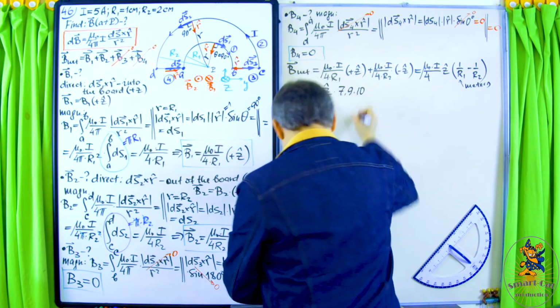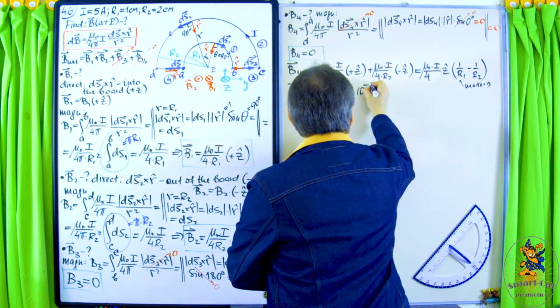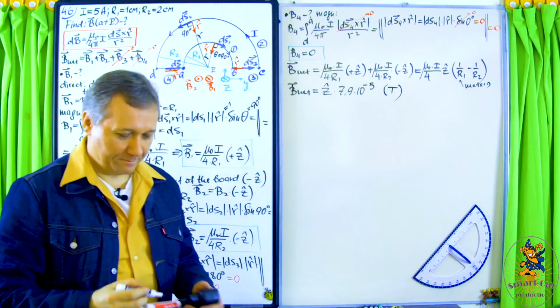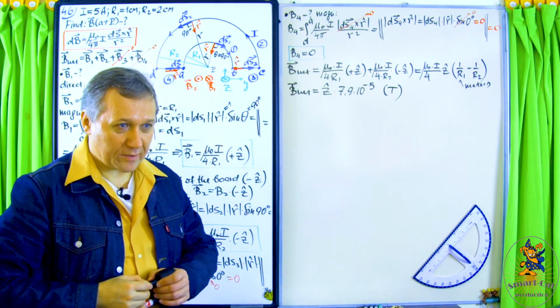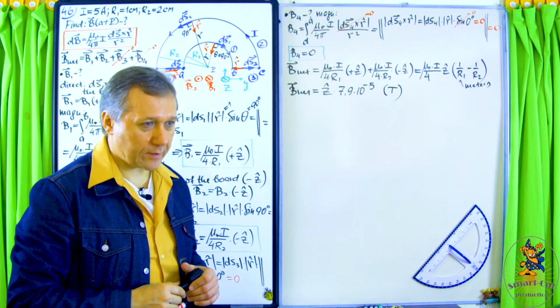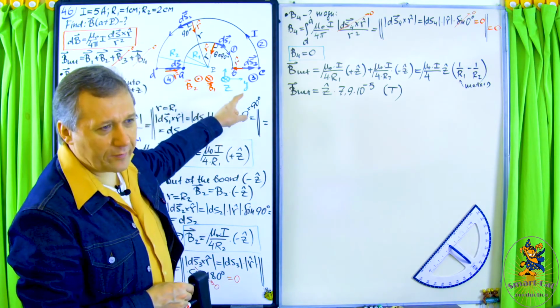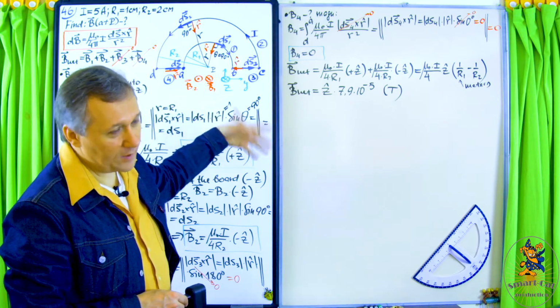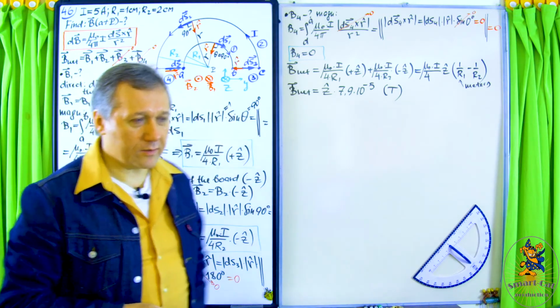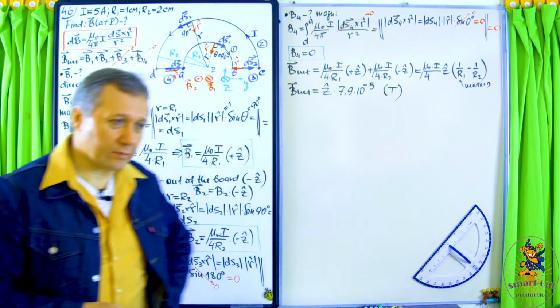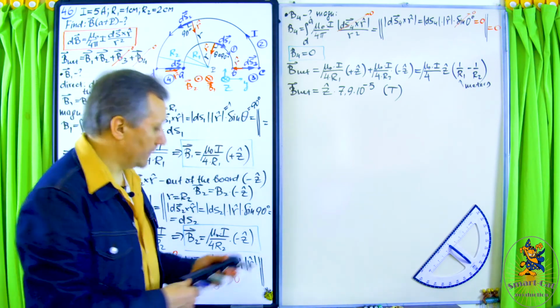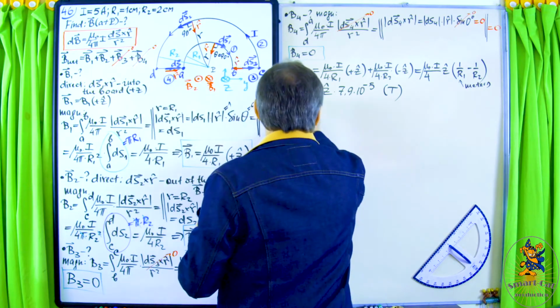7.9 times 10 to the power of negative 5 Tesla. So the net magnetic field is in the positive z direction. And that's why I knew from the very beginning, so that's why I picked the z-axis into the board. But again, if you pick the z-axis in the opposite direction, it's not a crime. You have freedom to choose any coordinate system you want. Right. So that's the answer.